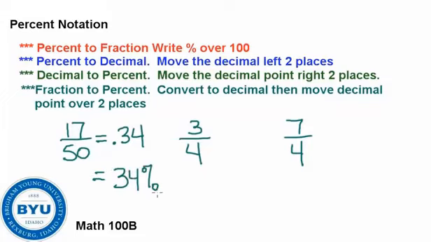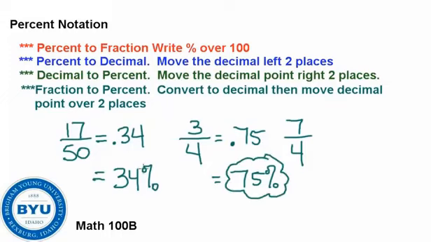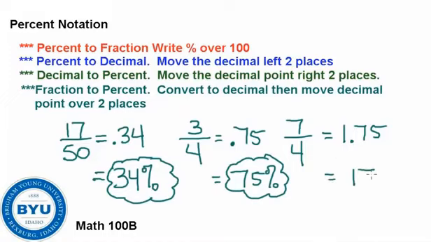Sweet. 3/4 was another one. If you use your calculator, you get 0.75. When you move the decimal place over 2 spots, you get 75%. That's what you should have gotten for that one. The last one was 7/4. When you type that into a calculator, you get 1.75. To convert to a percent, we would then move the decimal place over 2 spots to the right, which gives us 175%.